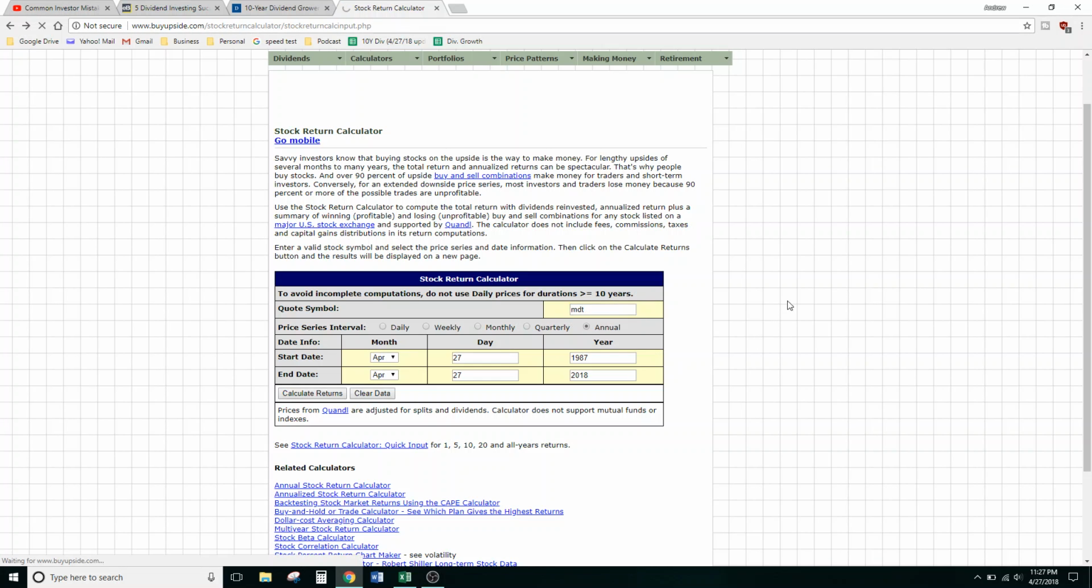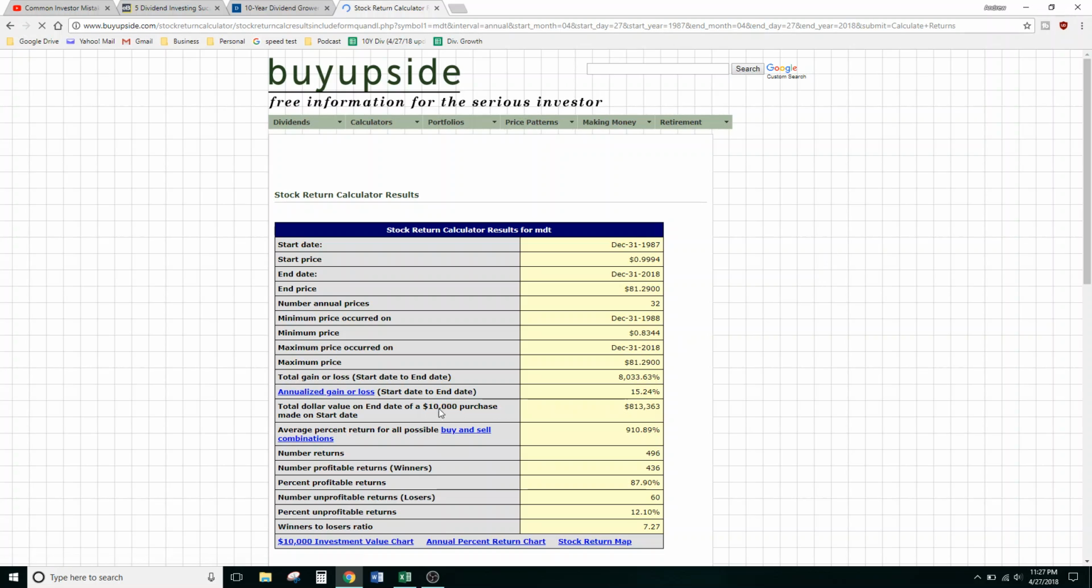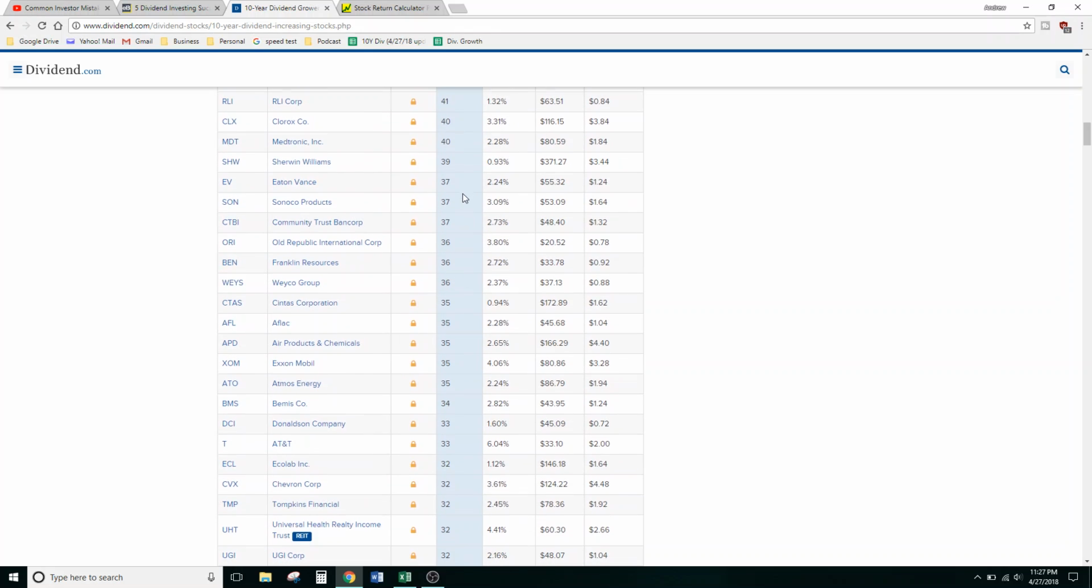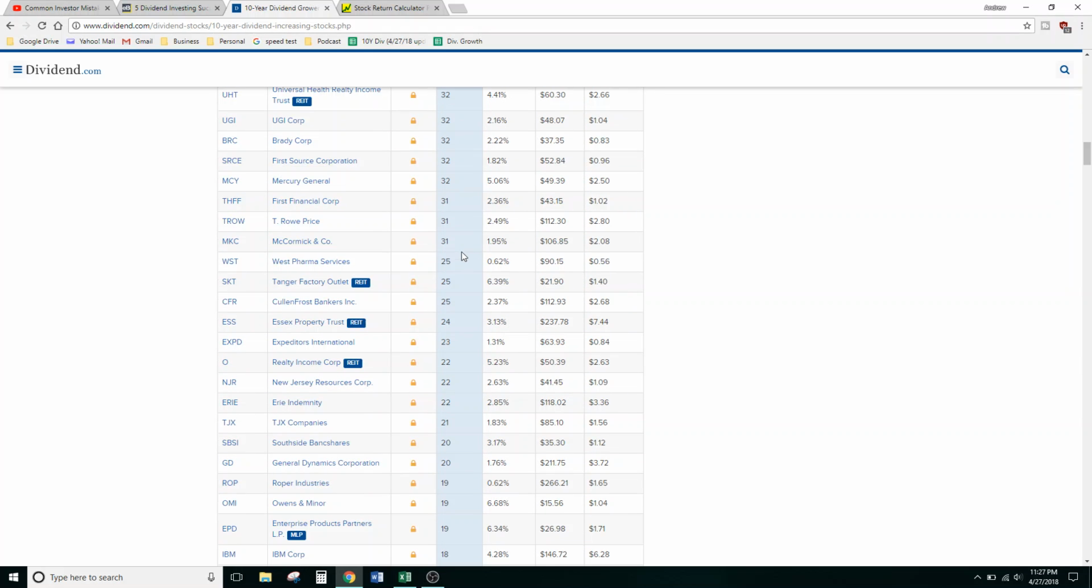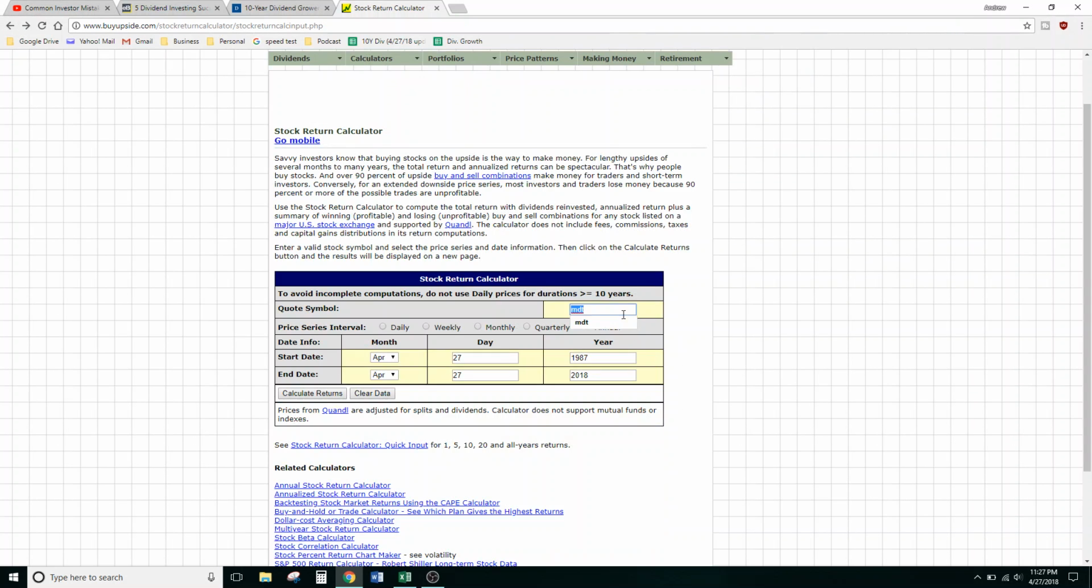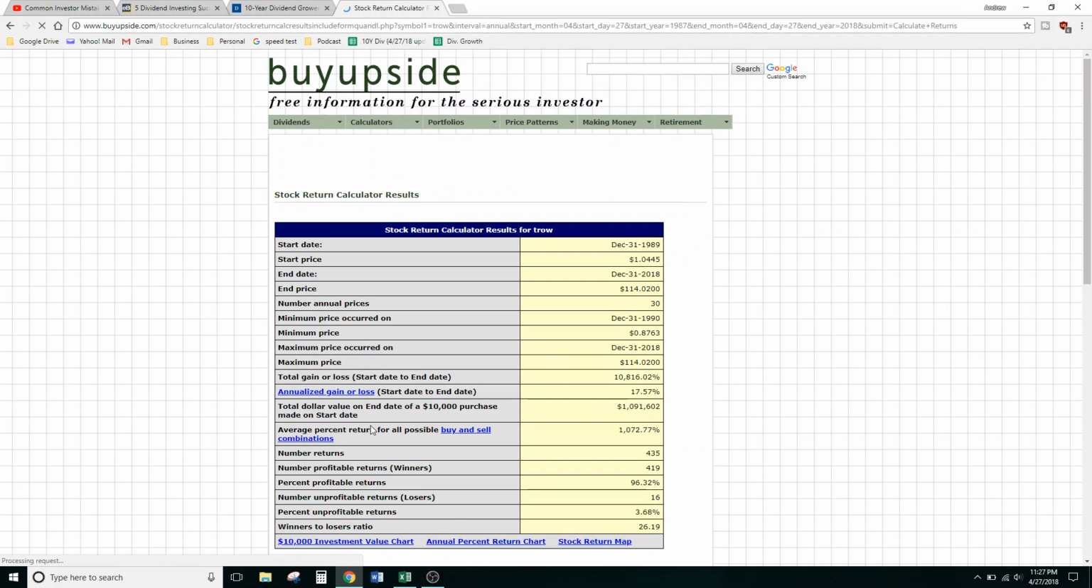Look at that for 30 years. 10,000 would become 813K. So, I mean, once these guys have their 30 years of service in, let's do T. Rowe. Once they have those in, they're becoming fantastic investments. 10,000 becomes $1 million. Okay.